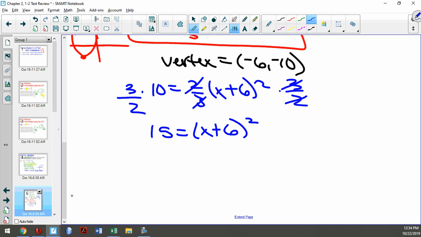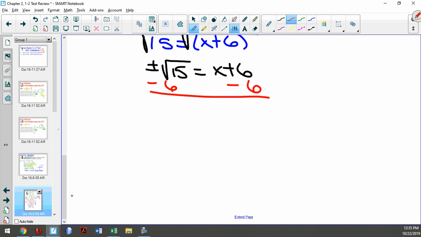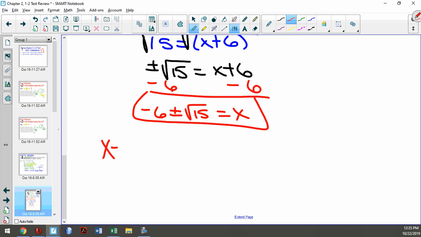Yes? Take the square root of both sides. So I have to add the plus or minus in front of that, and that is equal to x plus 6. Now what? Subtract 6 from both sides. So if I subtract 6, I am going to have -6 plus or minus the square root of 15 is equal to x. So what are my physical x-intercepts in ordered pair format?